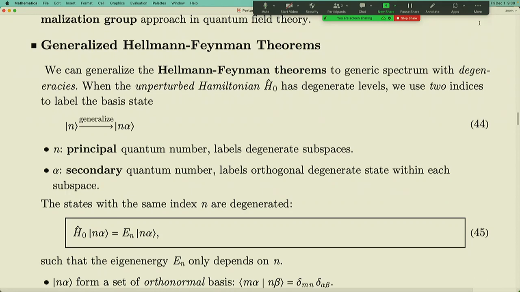But alpha is also important because within that subspace labeled by n, you still have many degenerate states. Those states are not the same. They have the same energy, but they are not the same state vector. They are actually orthogonal to each other. So that's why we still need a secondary quantum number to label those degenerate states. And in that case, the original Hamiltonian H0 has an eigenequation that looks like this.